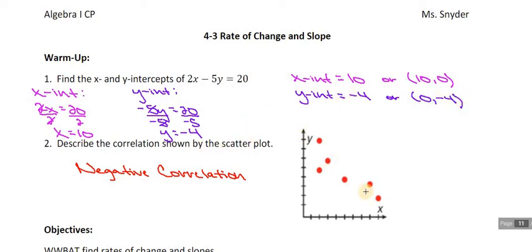Number two, the correlation shown by this scatter plot is a negative correlation, because as we go from left to right, we are going down. So as x increases, y is decreasing. So that's negative correlation.